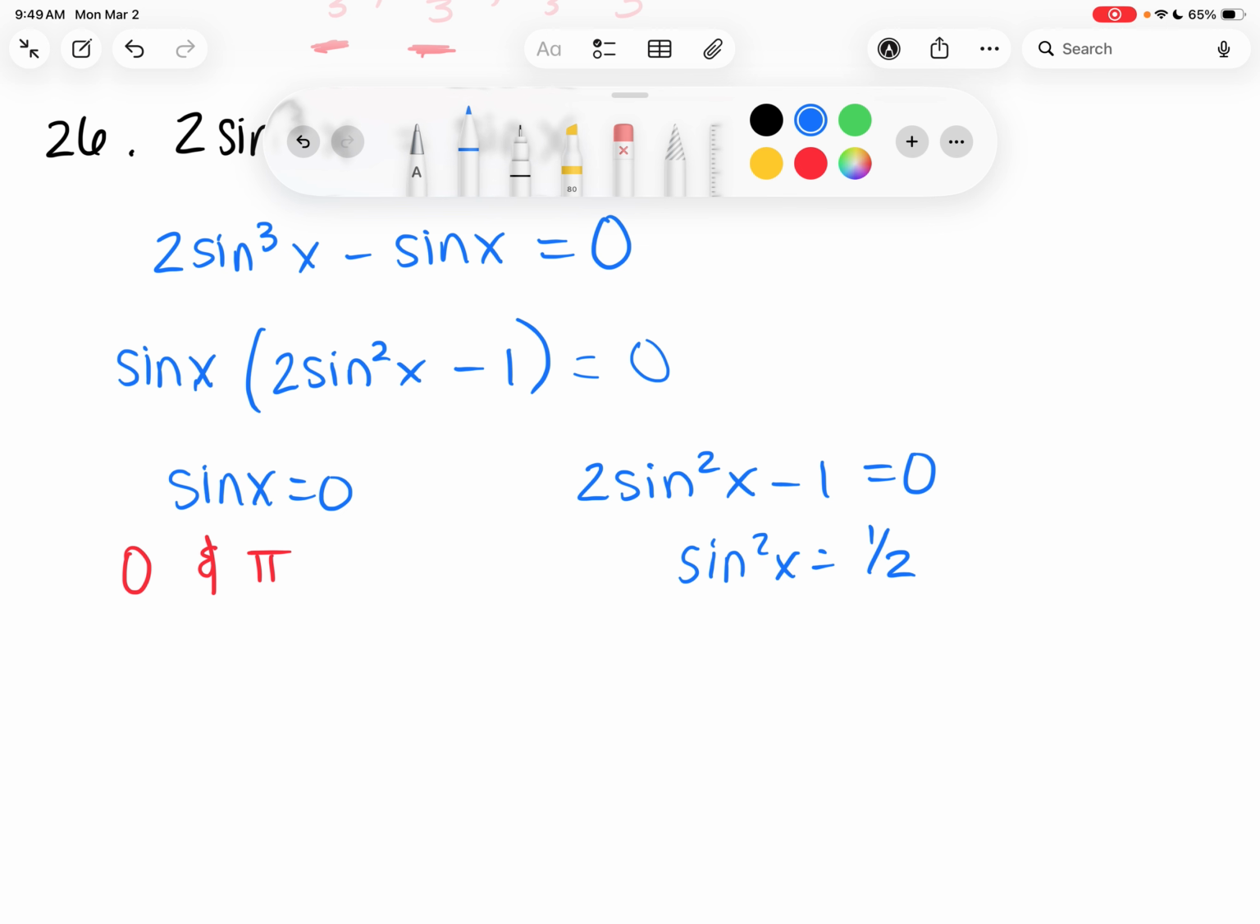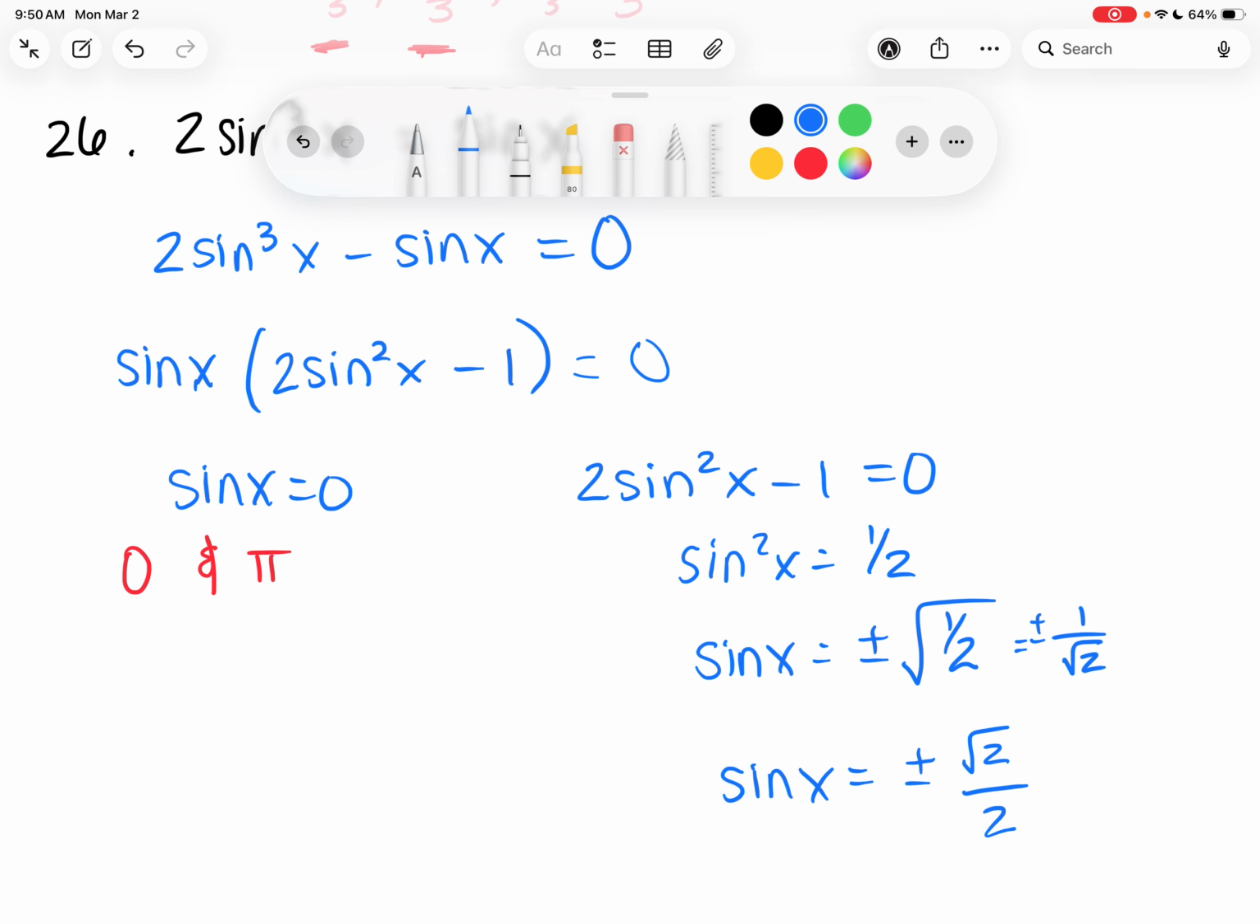So now I need to take the square root, and we're going to end up with a plus or minus. So sine of x is equal to plus or minus the square root of 1/2, which is the same thing, just to not have to write the whole thing again, as the square root of 1 over the square root of 2. What's the square root of 1? Just 1, so I'm going to get rid of that square root. Can I have a square root on the bottom? No. So what do I have to do? Multiply by square root 2 over square root 2. So sine of x is equal to plus or minus the square root of 2 over 2.